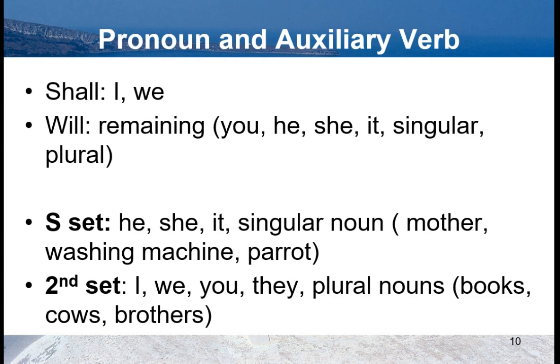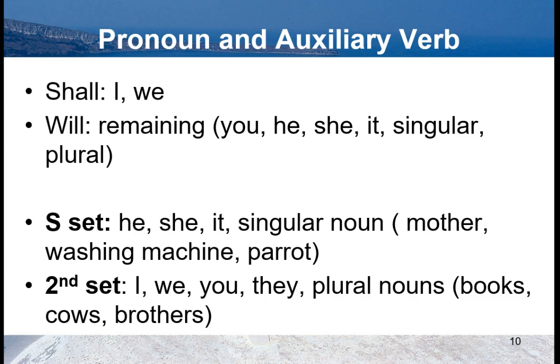S set, this is the most important one. S set: he, she, it, singular noun. It can be a human being, an animal, a bird, or a non-living thing, and that is a singular noun. S set is he, she, it, singular noun. Second set is I, we, you, they, plural nouns. Plural nouns can also be living things, animals, or non-living things.